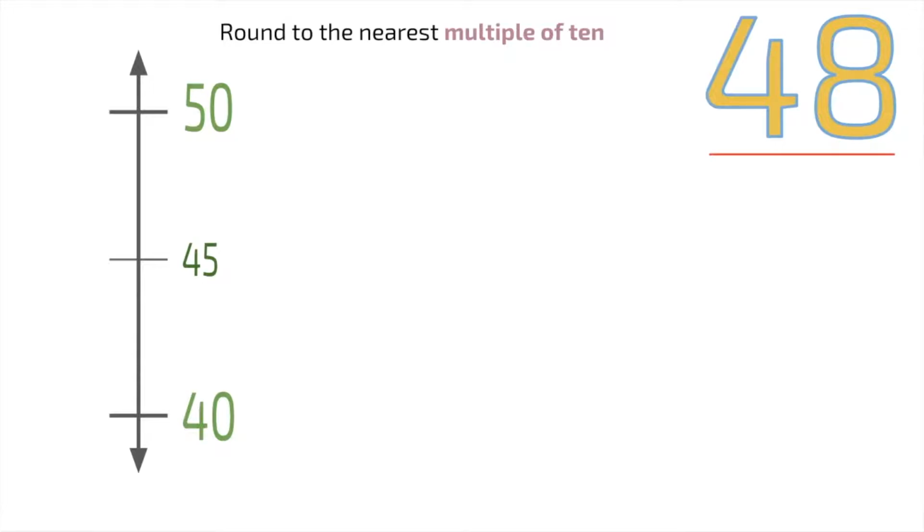So I look at my number 48. 48 is more than 45, which means it's going to be somewhere up here. Everything that's more than 45 is going to be closer to that 50 number. So this must be closer to 50. 48 rounds to about 50.